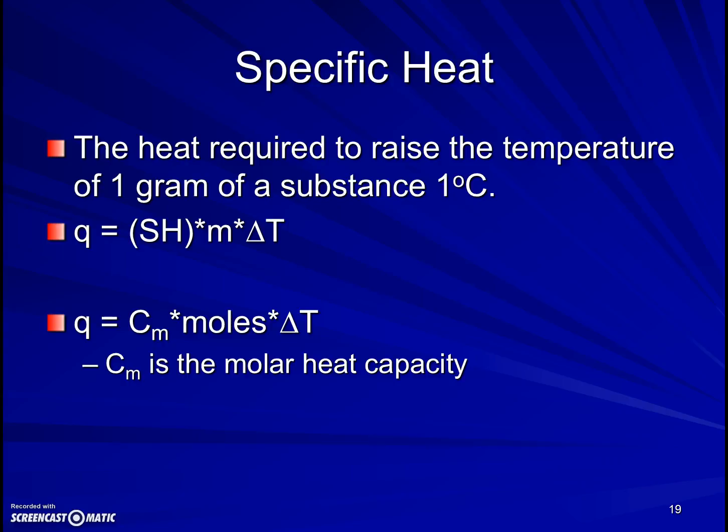Molar heat capacity is similar. The specific heat is the amount of heat required to raise the temperature of a gram of a substance 1 degree. Molar heat capacity is the amount of heat required to raise the temperature of a mole of a substance by 1 degree. So you see in the equation, molar heat capacity replaces specific heat, moles replaces mass.